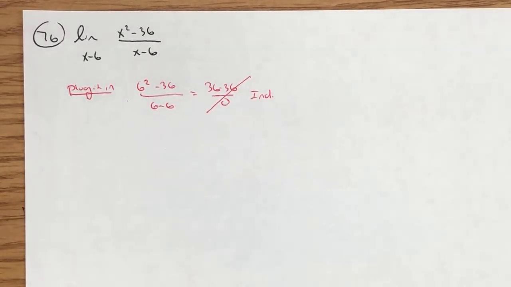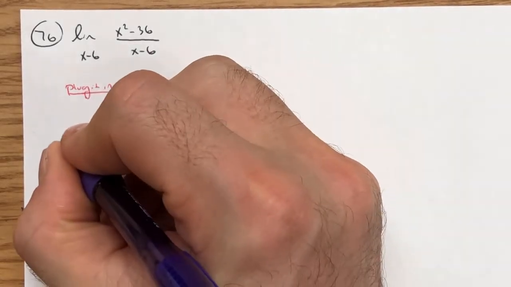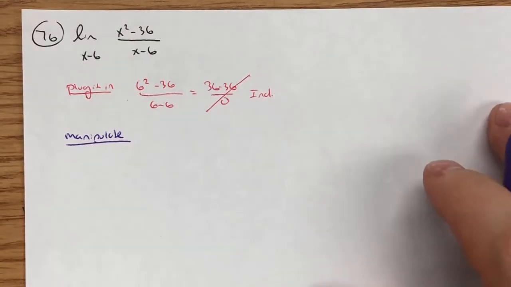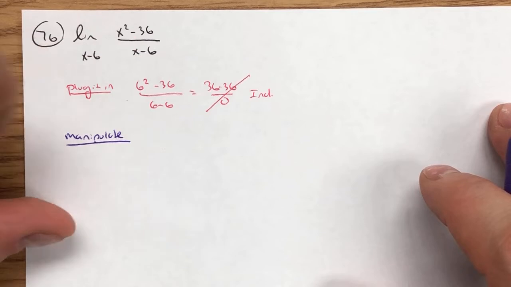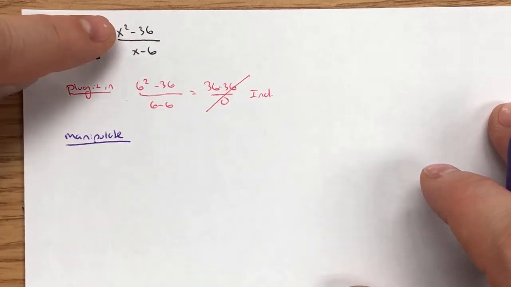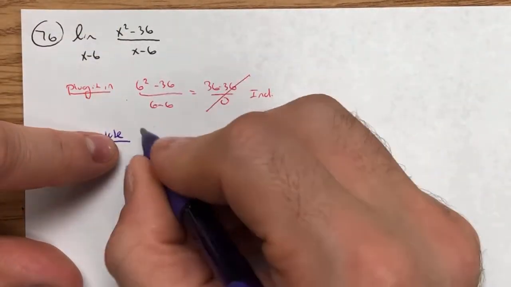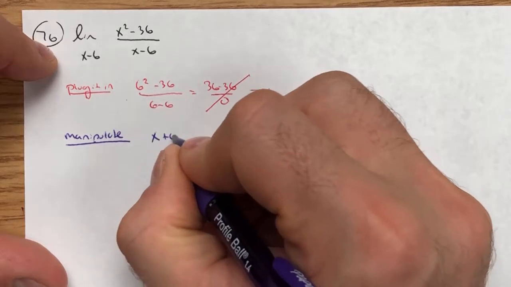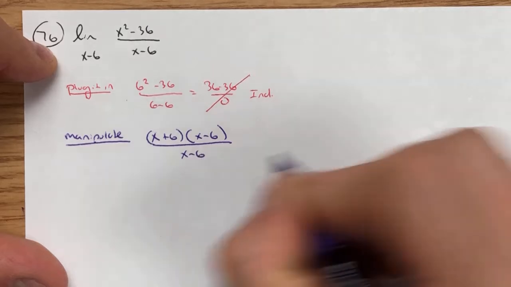So plugging it in didn't work, but one of the other methods that we could do, let's say this is in purple, is can we manipulate the equation? I'm going to see if I can manipulate this equation to maybe cancel some things out on the bottom, which I notice I have a square on the top, which means maybe I can factor this. And so that's exactly what we'll do. We're going to factor the top, which is a difference of squares, into x plus 6, x minus 6, all over x minus 6.